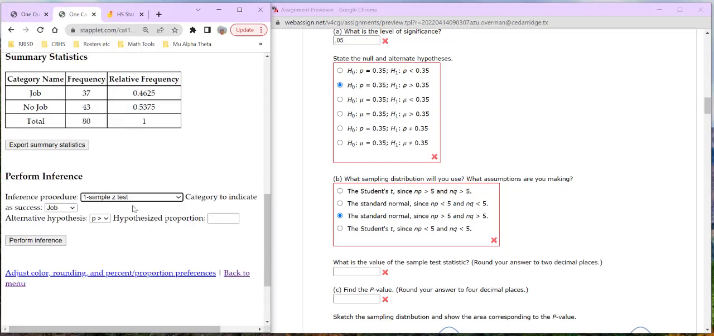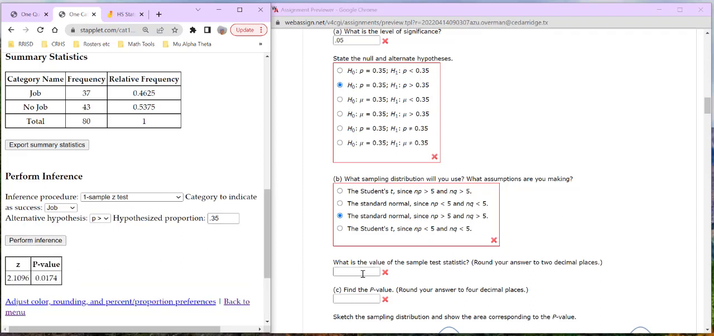What is the value of the test statistic? We'll go back here: one sample z-test. You got to look at your alternate hypothesis. Here it's greater than, and then you put that 0.35 right next to the greater than. Perform inference. The test statistic is 2.1096, and the p-value is 0.0174. Notice that this has different directions, and if you don't have the right number there, then both of these will be wrong.